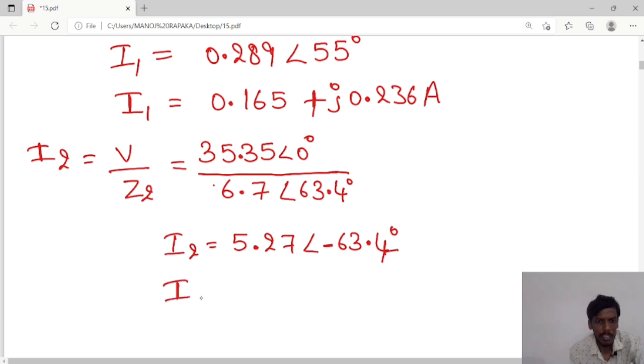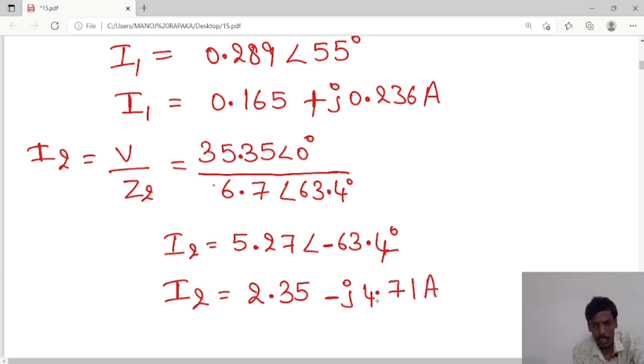So we have to convert it into rectangular form. The rectangular form of I2 will be 2.35 minus j4.71 amperes. This is the current value in the rectangular form.